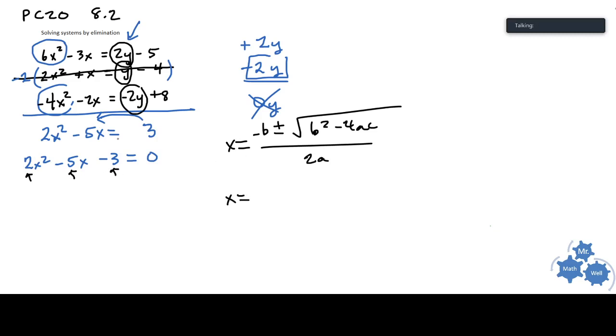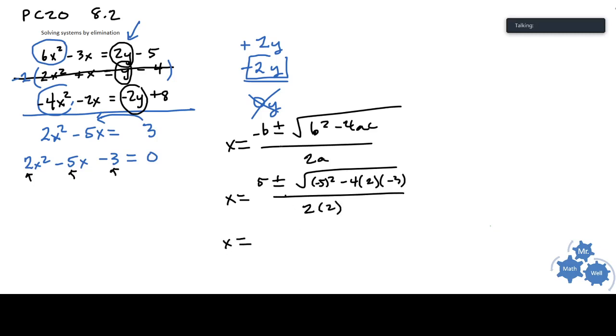You could do this by factoring as well, like we've done before, or you could use the quadratic formula. So this is how this works. Negative b is a negative negative 5, so that's positive 5, plus or minus the square root of b squared, which is negative 5 squared, minus 4 times a, which is 2, and c, which is negative 3, all over 2 times a, which is 2. So we have 5 plus or minus the square root of, that's 25.